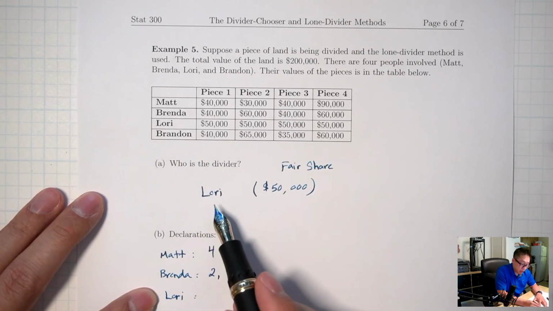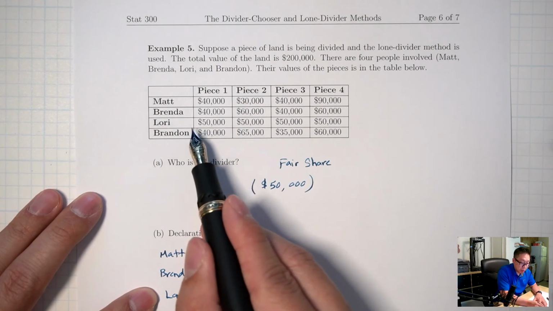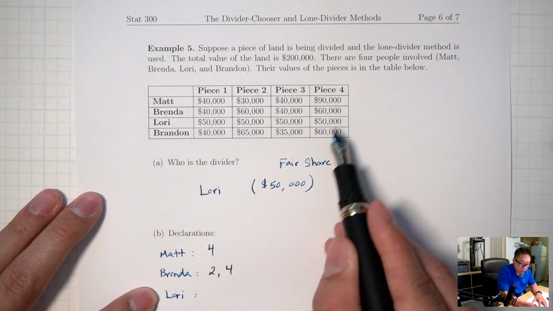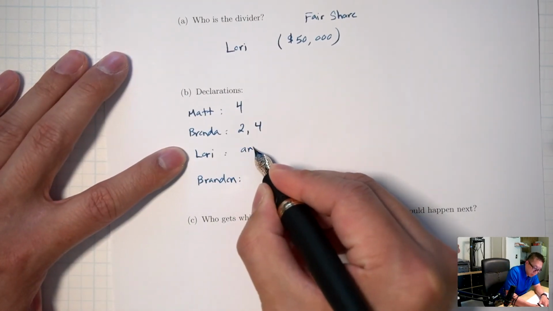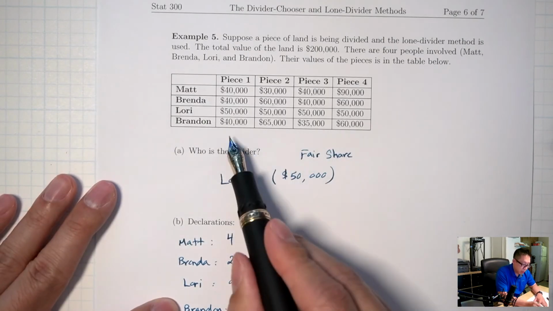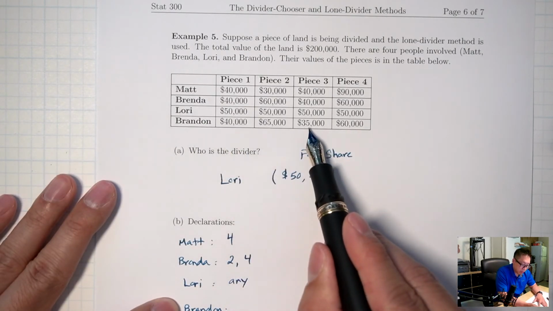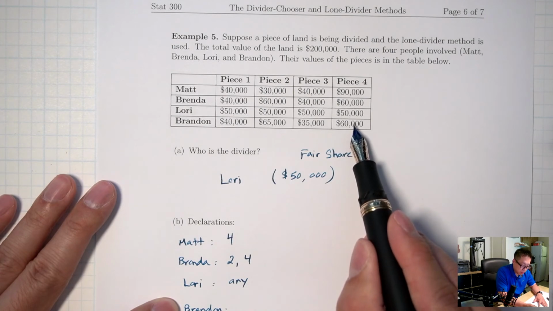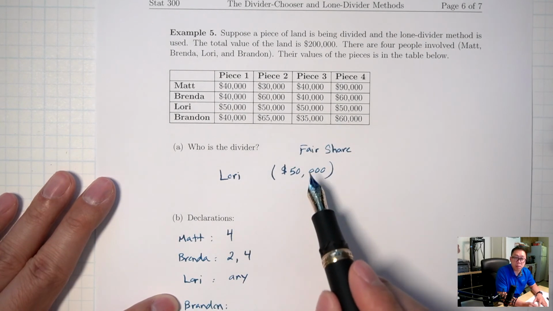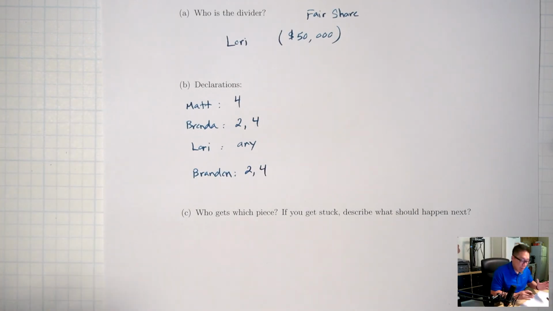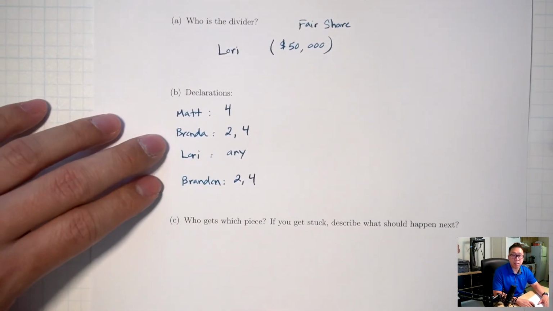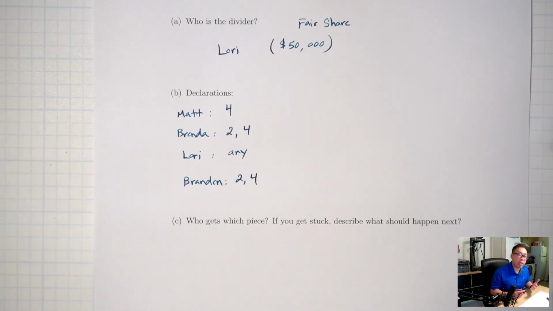Lori, who was the divider, right? If she did it right, she should accept any of those pieces. All of those pieces are $50,000 or more, so she would accept any of those pieces. Brandon, 40,000, 65,000, 35,000, 60,000. So he would accept piece 2 and piece 4. Those are the only 2 pieces that are $50,000 or more. So he is 2 or 4. Okay, now forget about the table and just look at the list of pieces that each person would accept and try to give everyone one of the pieces that's on their list.